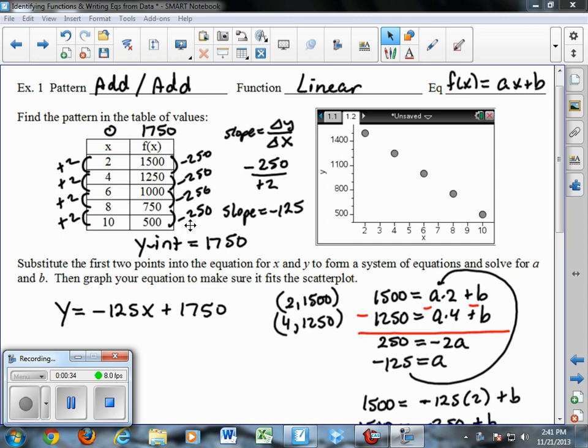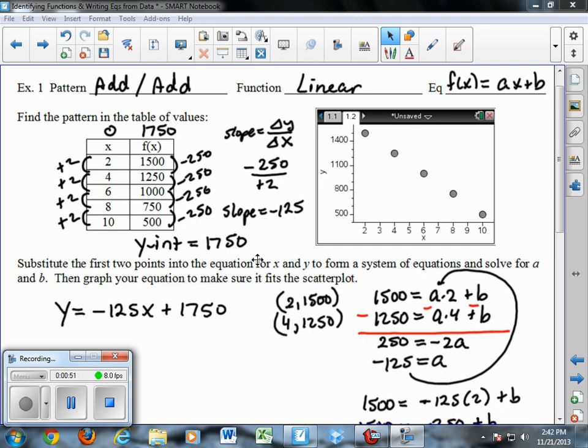So it's easy to find the slope from the table of values because the change in y is how much you're going down each time, negative 250. The change in x is how much you're going up each time, the positive 2. So slope is negative 250 over positive 2, which is negative 125.